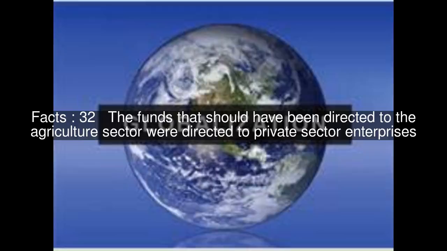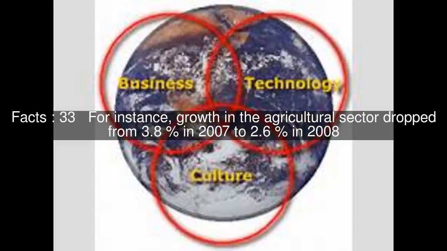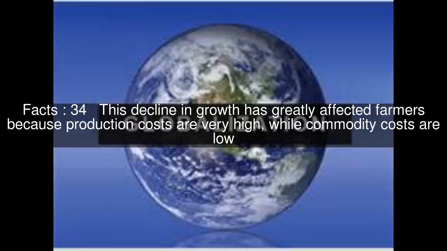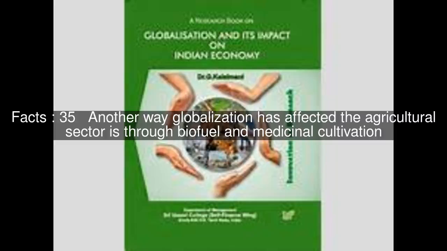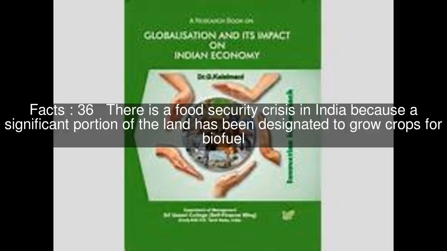Although India has had immense economic growth, not all sectors of the country have benefited. The funds that should have been directed to the agriculture sector were directed to private sector enterprises. For instance, growth in the agricultural sector dropped from 3.8% in 2007 to 2.6% in 2008. This decline in growth has greatly affected farmers because production costs are very high, while commodity costs are low. Another way globalization has affected the agricultural sector is through biofuel and medicinal cultivation. There is a food security crisis in India because a significant portion of the land has been designated to grow crops for biofuel.